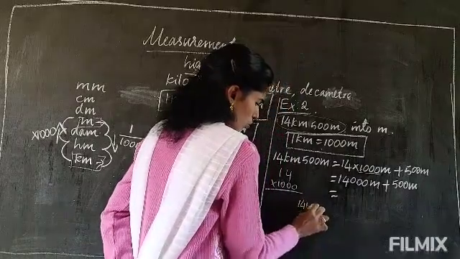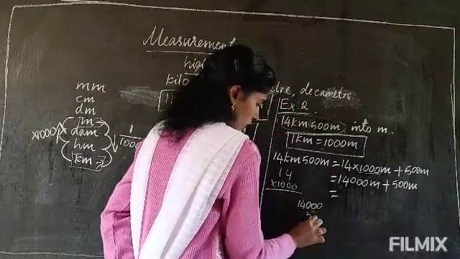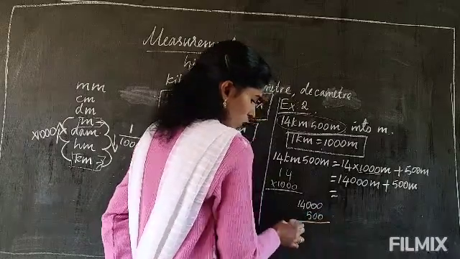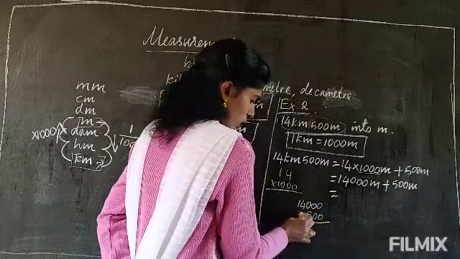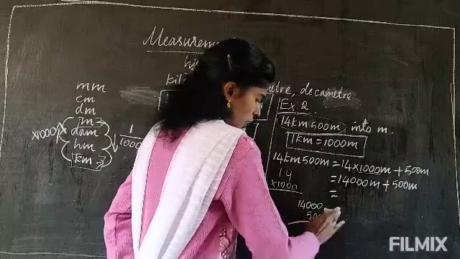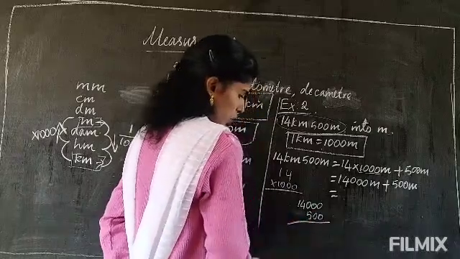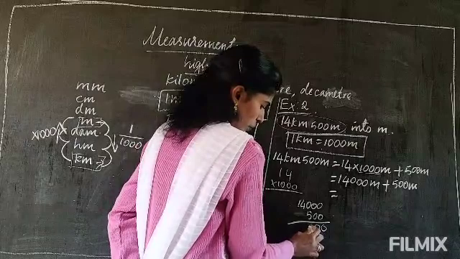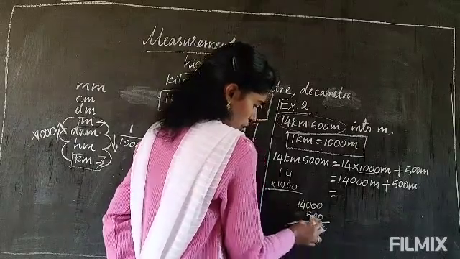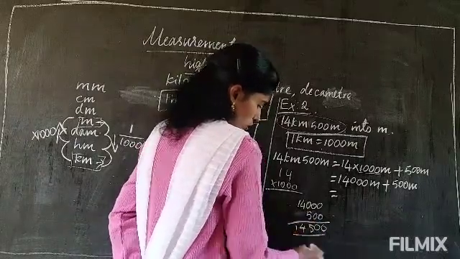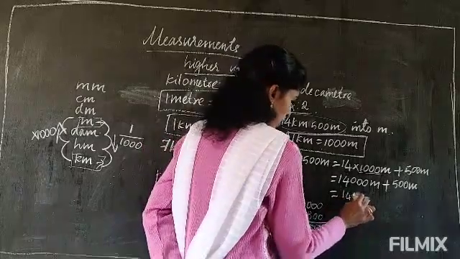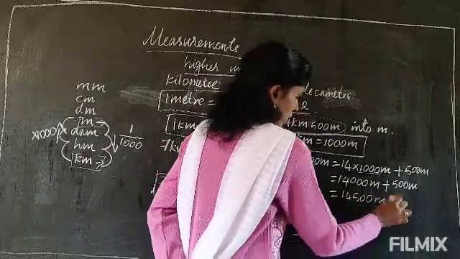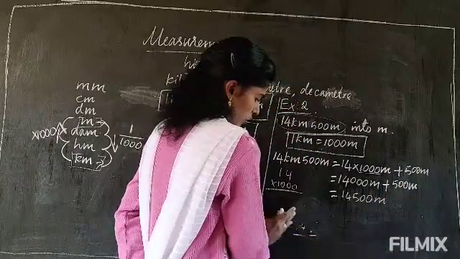Those who know how to add directly, you add it. Others arrange the digits in order. Some of you last year used to arrange from the left side. Don't arrange from the left side, you have to arrange from the right side only and then add. So 0, if you add any number with 0, the same number is the answer. So 14,500. 14,500 meter. So this is the answer.